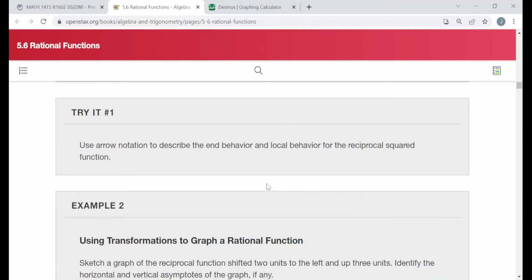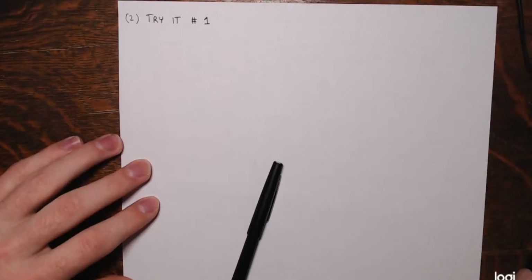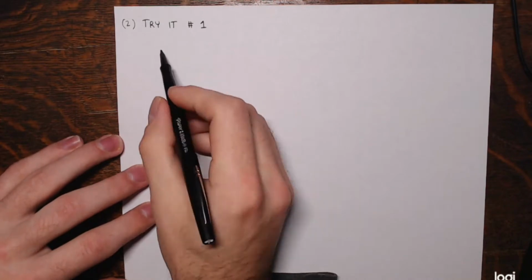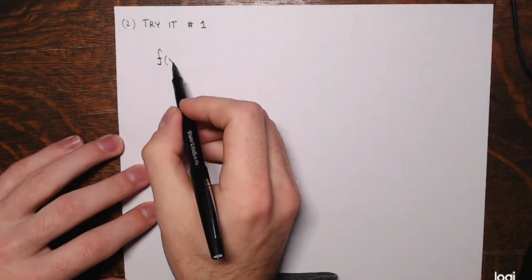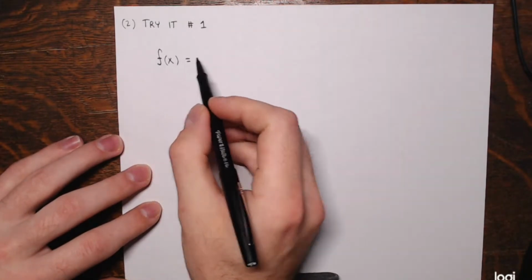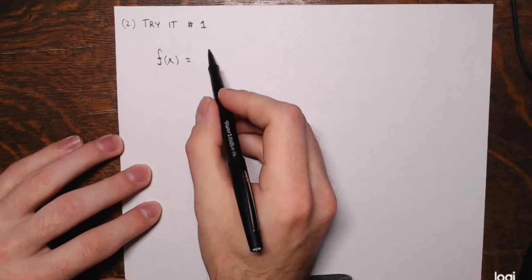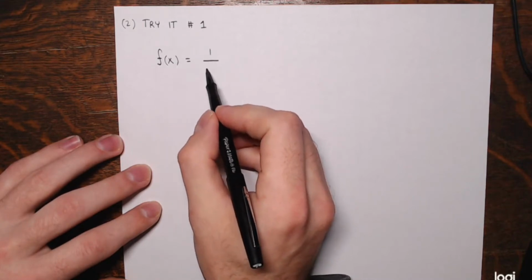So use arrow notation to describe the end behavior and local behavior for the reciprocal squared function. Now it's assumed that you know what that is. That's one of those toolkit functions from earlier in this text that you should know, right? The reciprocal squared function, remember, is this. It's f of x or y equals the reciprocal of x, but squared, right? 1 over x squared.